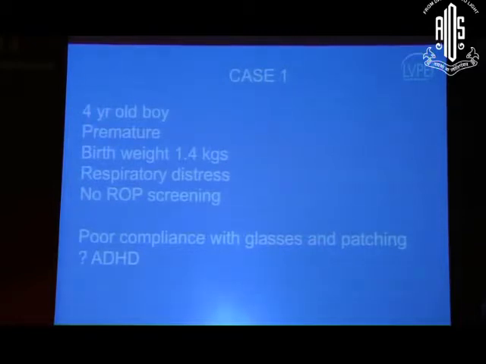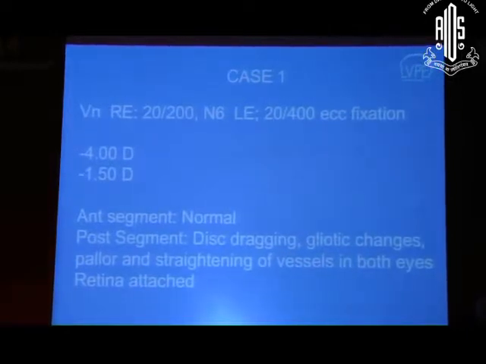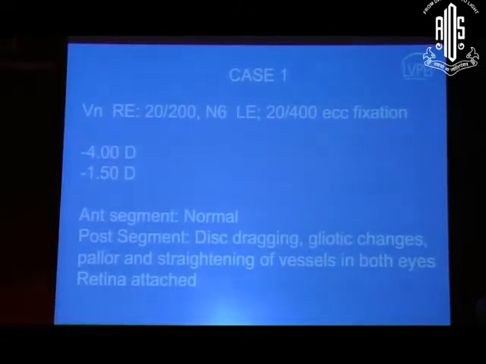And he was a patient of attention deficit hyperactive disorder. His visual acuity was 20/200 in the right eye and 20/400 in the left eye with eccentric fixation. His refractive error was -4 diopters in the right eye and -1.5 diopters in the left eye.